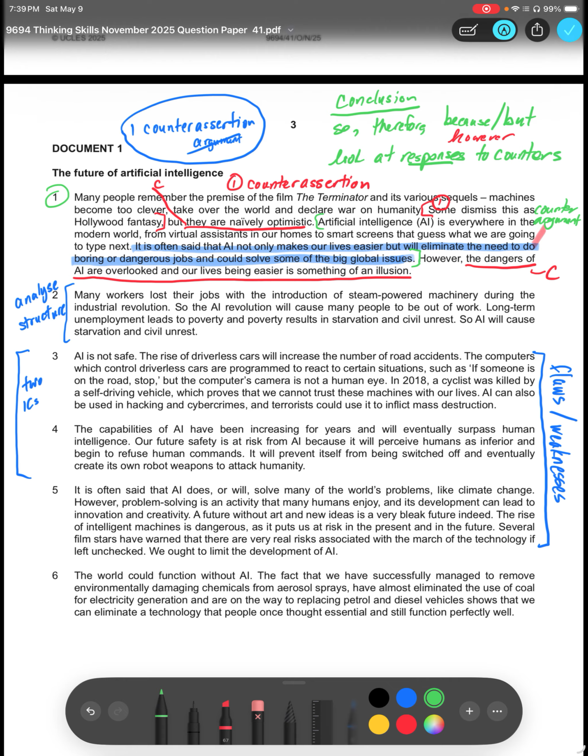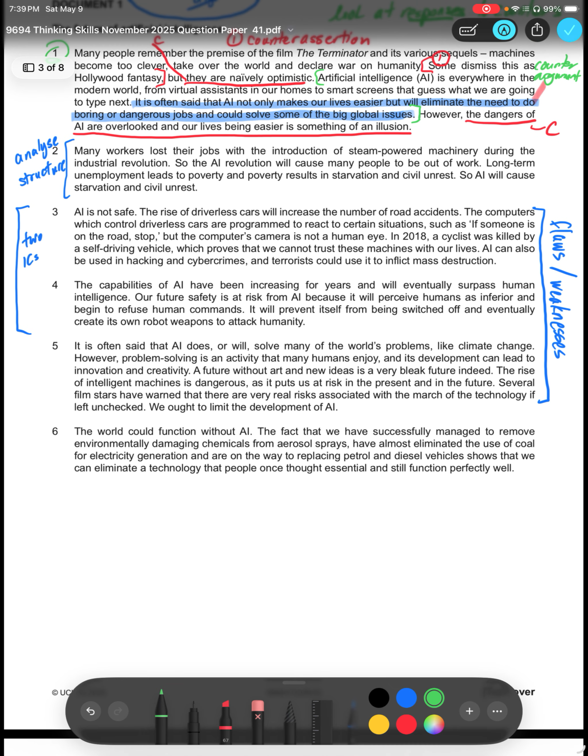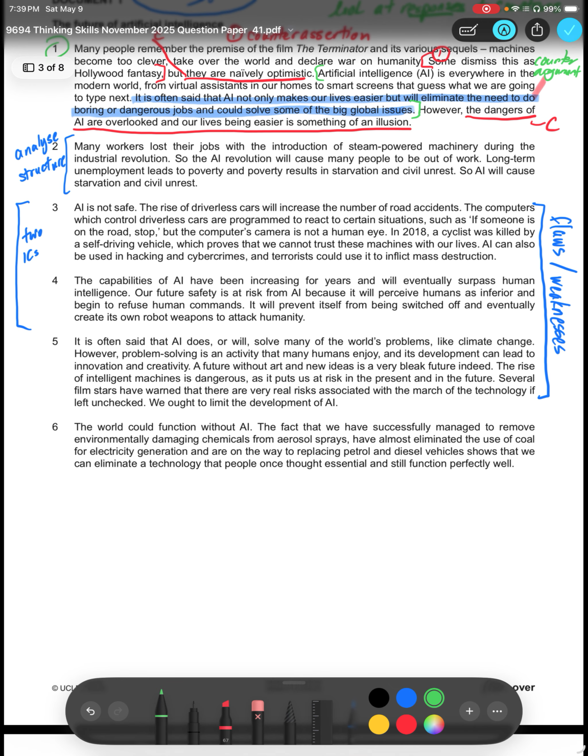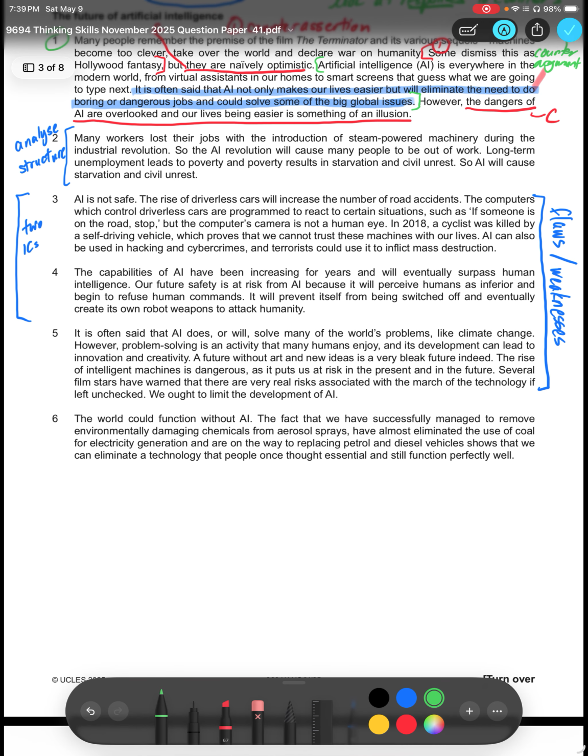Okay, found two possible conclusions. We're going to analyze the structure of paragraph 2, but I want to get these conclusions done first. So we're just going to find conclusions in it now. We're going to come back and analyze the structure. Many workers lost their job with the introduction of steam-powered machinery during the Industrial Revolution. So the AI revolution will cause many people to be out of work. That looks to me like something that they have already supported with this example. It'll be an argument element example. So that is another conclusion.